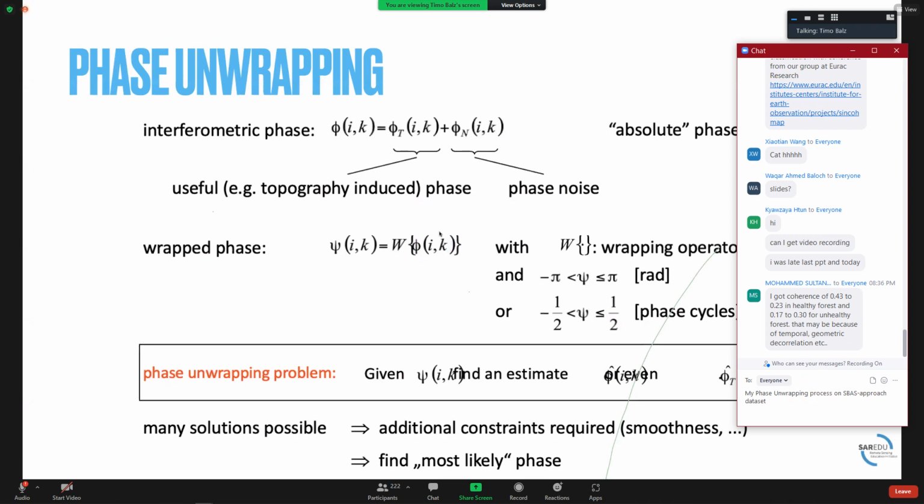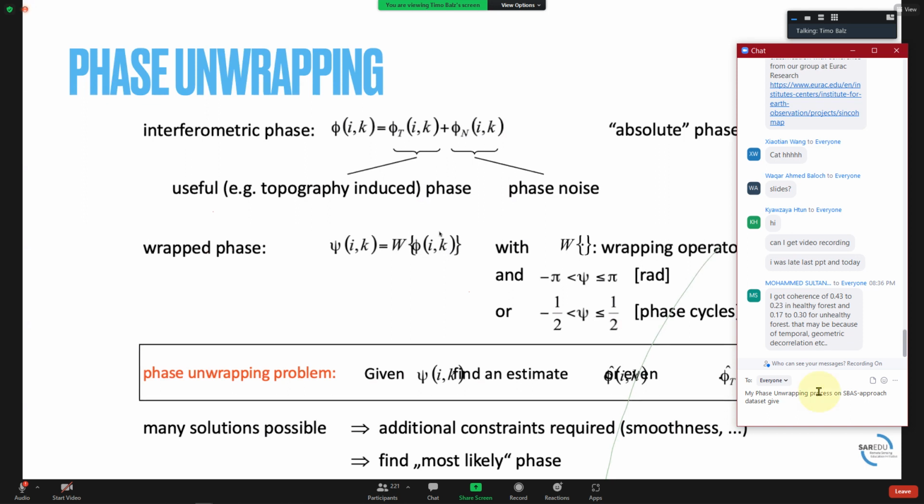However, that's an ambiguous process, because you have that value that is wrapped only between minus pi and pi, and we do not know in which way it is wrapped and what the absolute value was before. So there are many possible solutions, which makes it an ambiguous problem. There's more than one solution. So we need some additional constraints to solve that problem, and then we are going to find the most likely phase.